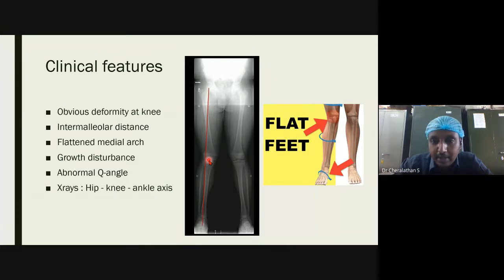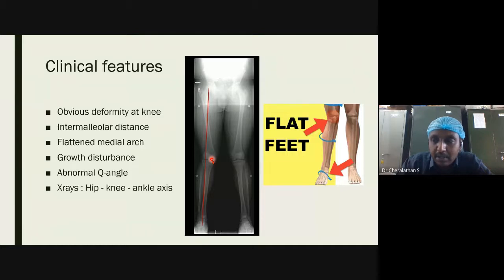Are you getting it clear? It should pass through the center of the knee. But here, the center of the knee is deviated medial to this line. Are you able to see that? Yes, sir. Ideally the line should have been here, but the line has gone laterally and the center of the knee joint has come medially.